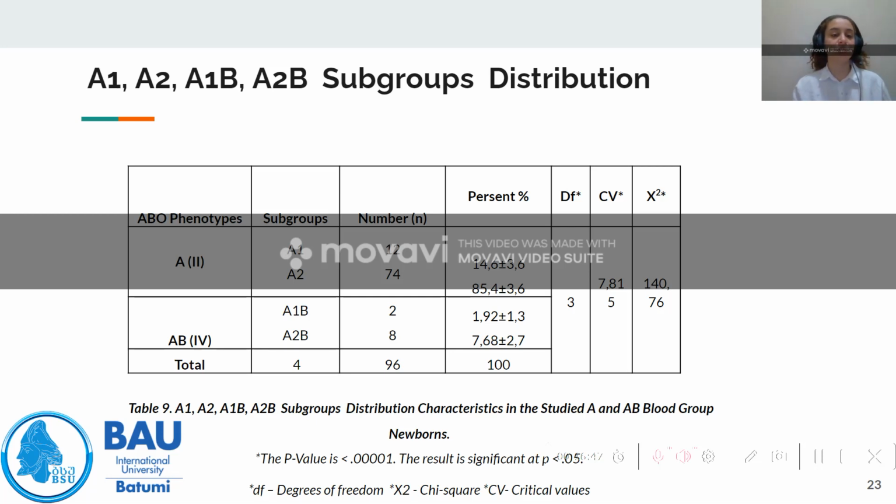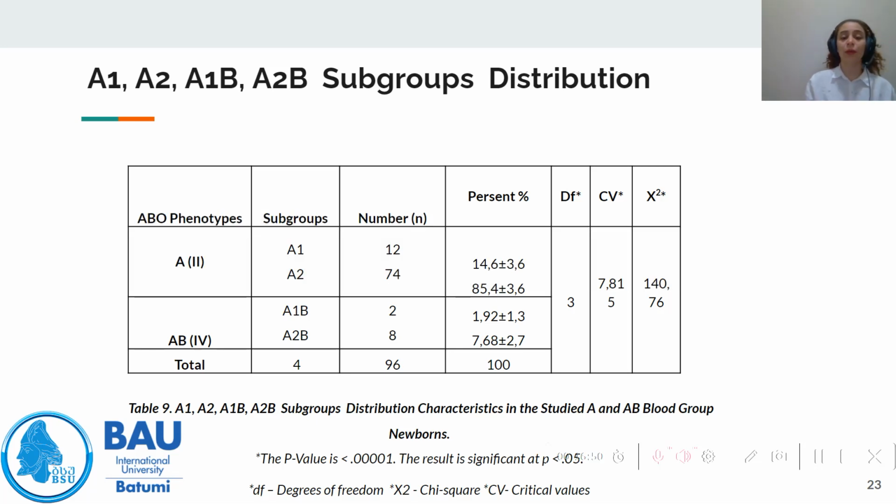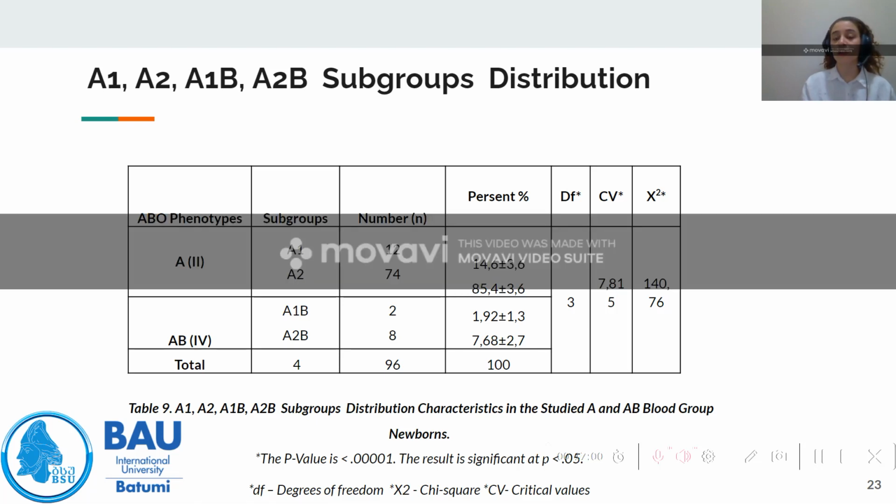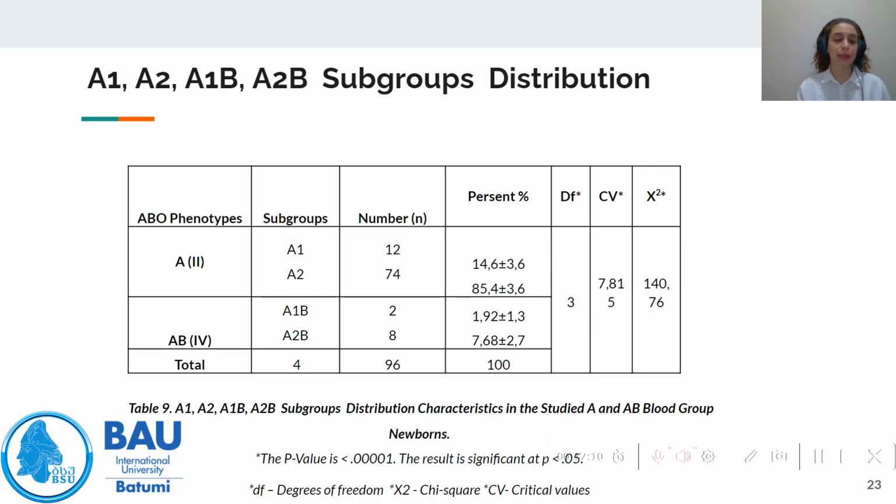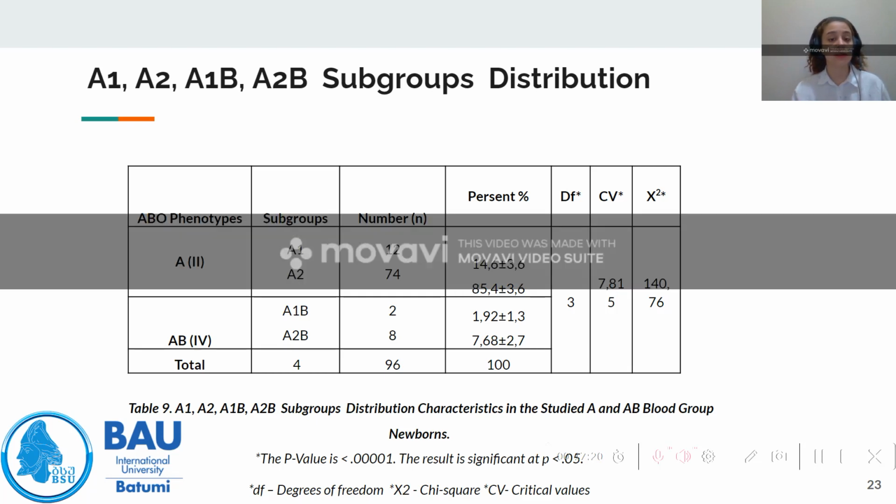This table explains the total expression of the A1, A2, A1B, and the A2B subgroup distribution in our study. So we saw that of the A phenotype, A1 subgroup was 12 of the samples, coming to 13%, and the majority of the cases of the A phenotype were of A2 subgroup, which was an interesting thing to notice. And of the AB phenotype, we had two cases where it was A1B, and the majority, 8, was of A2B subgroup.